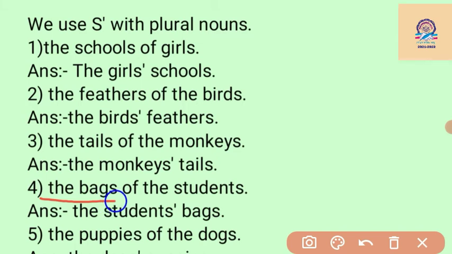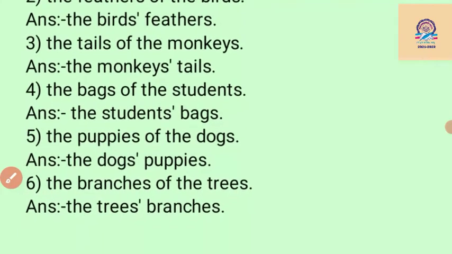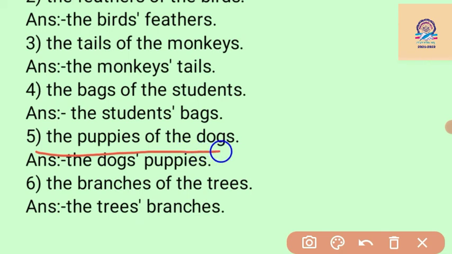The bag of the students. Students is plural, so we simply add only the symbol, then bag. It means the students' bag here. Then the fifth example is given here: the puppies of the dog. Simply we can say the dog's, then apostrophe s, then puppy. It means the dog's puppy.